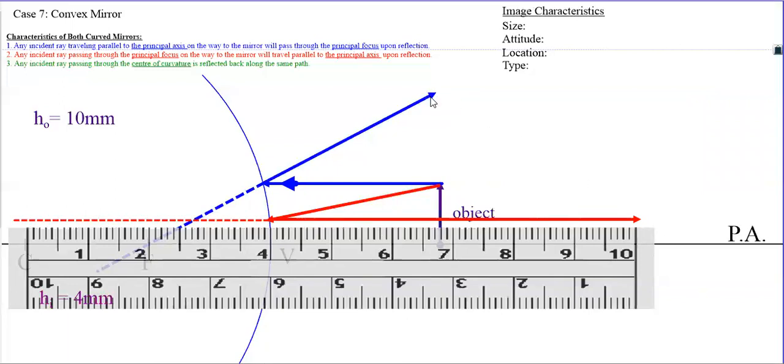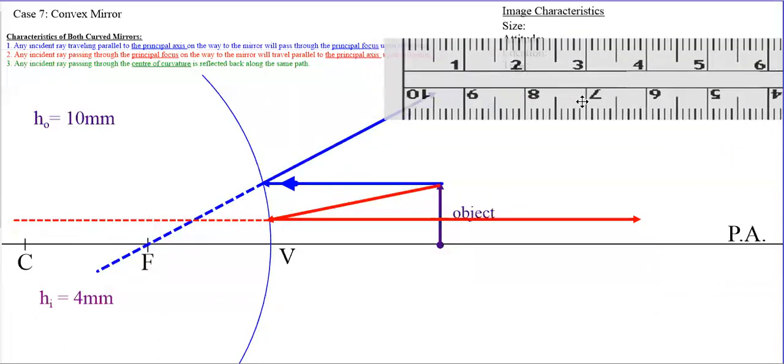And as you can see, the actual reflected rays for rule number 1 and rule number 2 are not actually going to intersect on the object side. And so that is why we have to transcribe our reflected ray on the opposite side of the mirror. So I have an intersection between 2 reflected rays right about there. All right, so that's rule number 2.